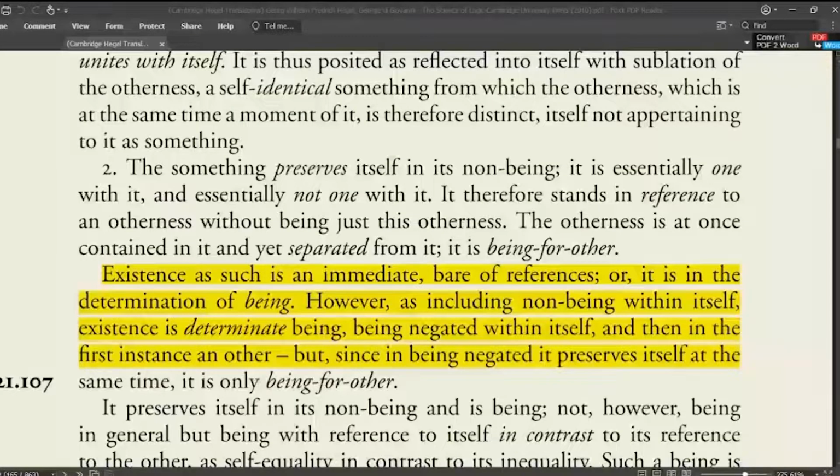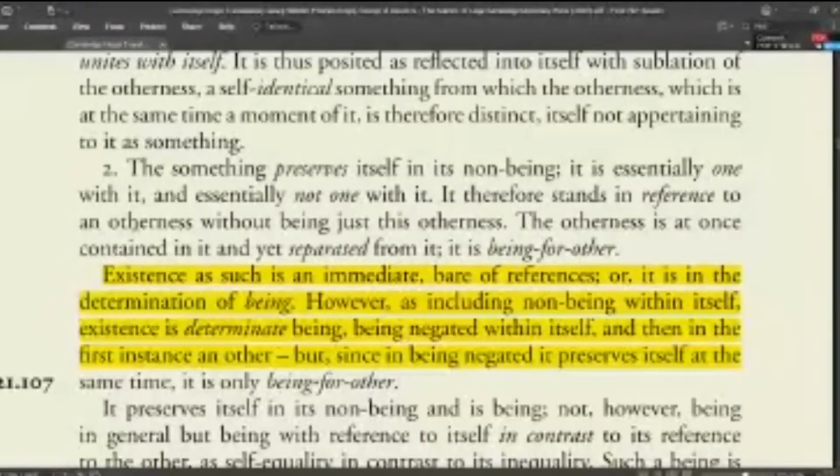So 2. The something preserved itself in its non-being. It is essentially one with it and essentially not one with it. It therefore stands in reference to an otherness without being just this otherness. The otherness is at once contained in it and yet separated from it. It is being for other.